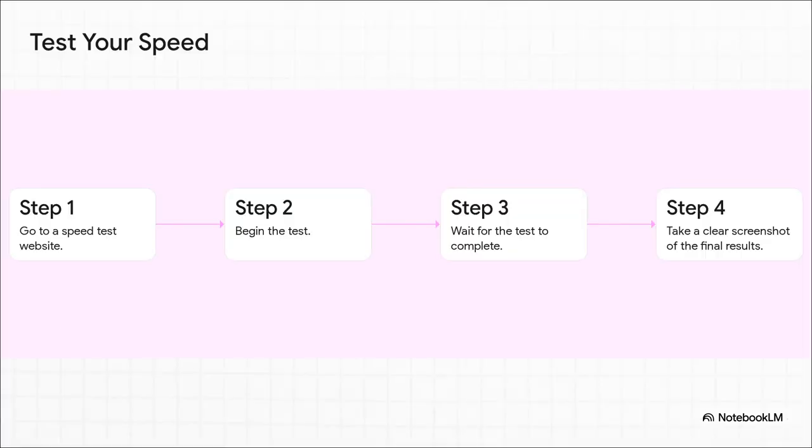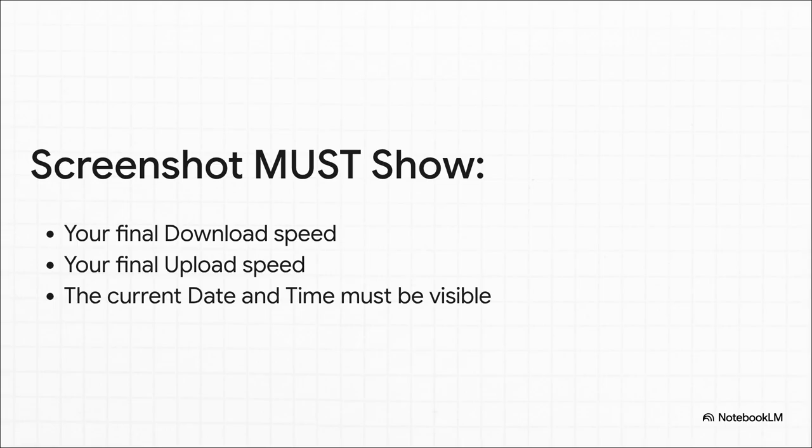So, how do you prove you've got the speed? It's really easy. Just go to a website like speedtest.net. You'll see a big go button right in the middle of the screen. Click it, let it do its thing, and once it's finished, take a clear screenshot of the results. Now, when you take that screenshot, it absolutely must show three things. We need to see your final download speed, your final upload speed, and, this is crucial, the current date and time have to be visible somewhere on your screen. That's how we verify the test is recent.